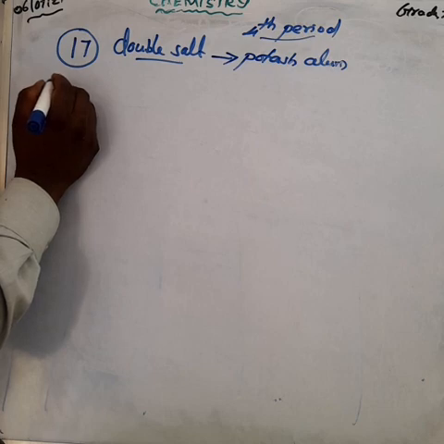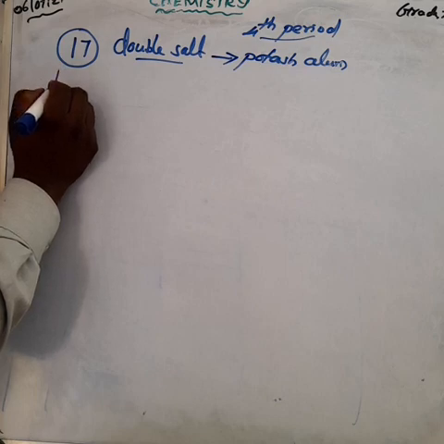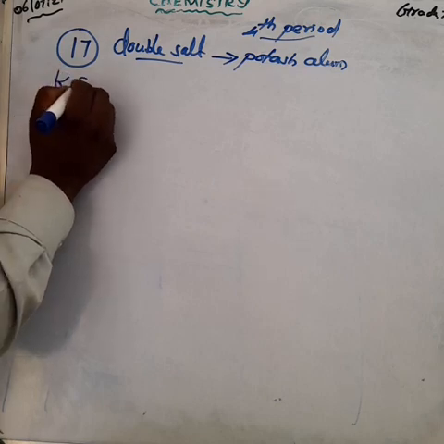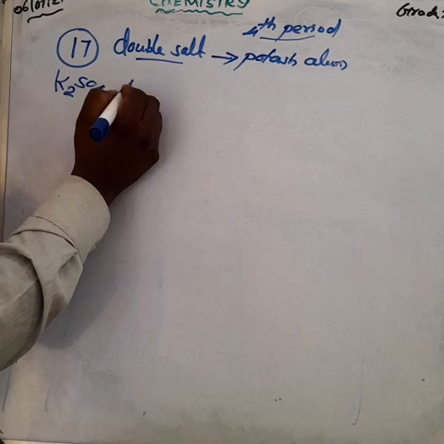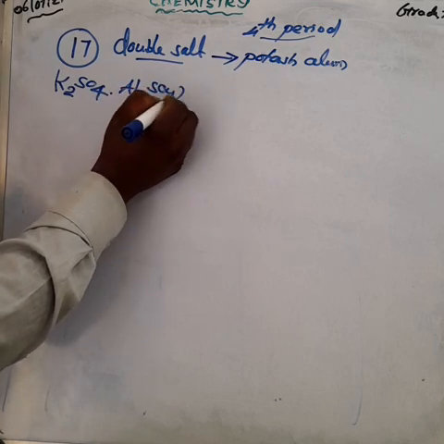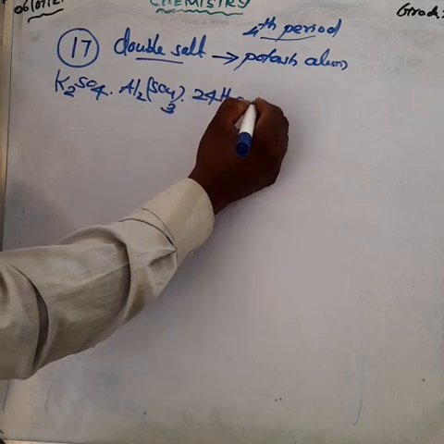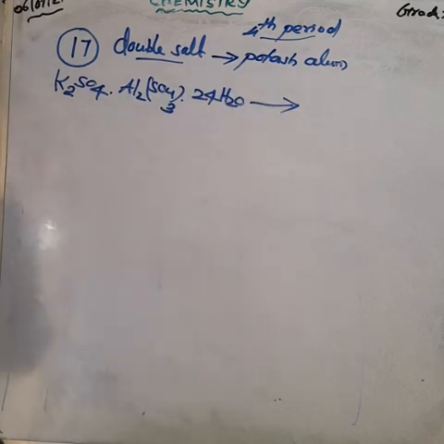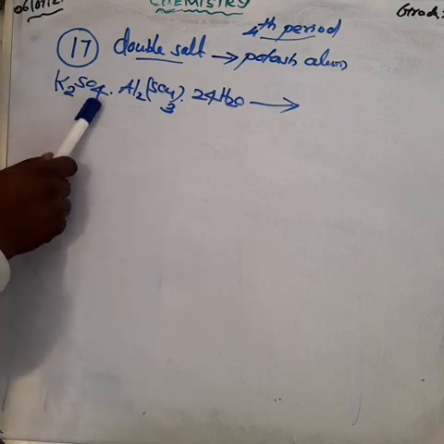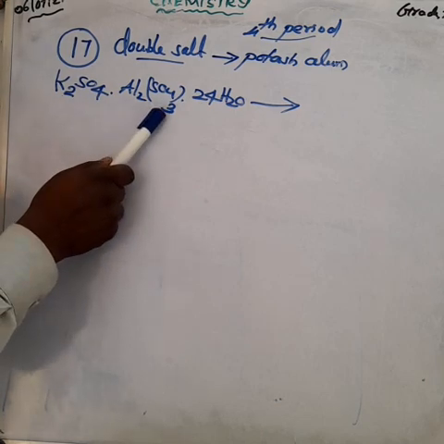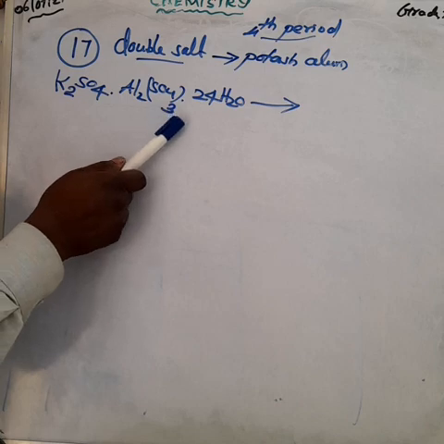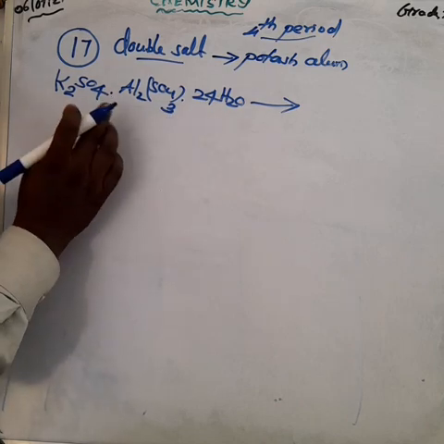So what is the formula of potash alum? K2SO4.Al2(SO4)3.24H2O. Once again, please note that formula: K2SO4.Al2(SO4)3.24H2O. This is potash alum.